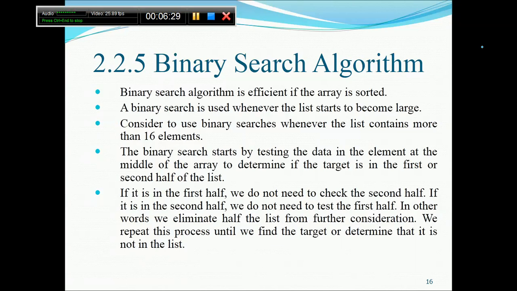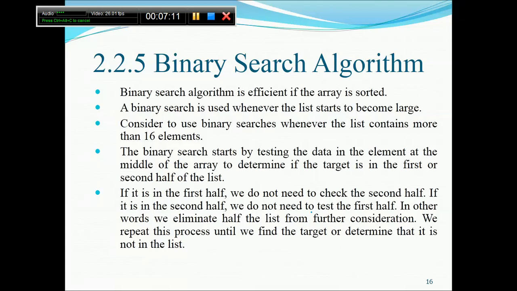The binary search starts by testing the data in the element at the middle of the array to determine if the target is in the first or second half of the list. So the idea is, it will go to the middle. Since the array is sorted, it will go directly to the middle index, and from here it will verify: I am looking for a number, is it equal to the middle? If not, is it smaller or greater than the middle? Accordingly, if it is smaller than the middle, it will choose the first half of the array. Otherwise, if it is greater than the middle, it will choose the second half of the array. If it is in the first half, we do not need to check the second half. If it is in the second half, we do not need to test the first half.